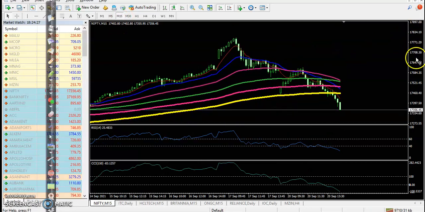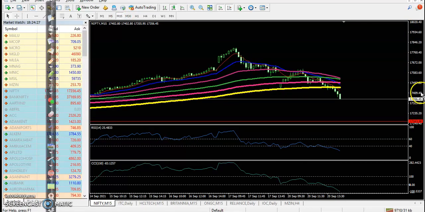Alright, let me zoom in a little more. The price crossed the 200 exponential moving average in a small time frame, and Nifty placed a downtrend. Now they are bouncing off the 20 moving average in a small time frame. This blue line is the 20 moving average. They are bouncing off 20 again and again, and create a new lower low somewhere there.